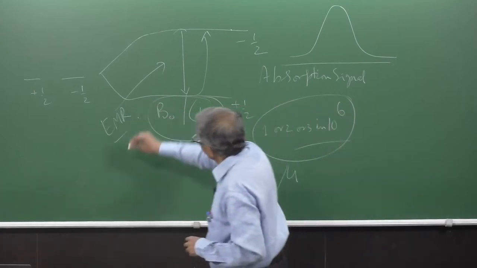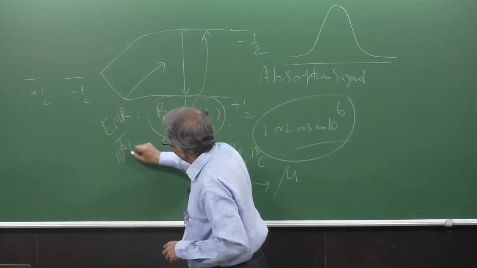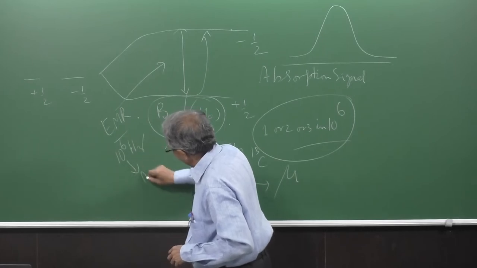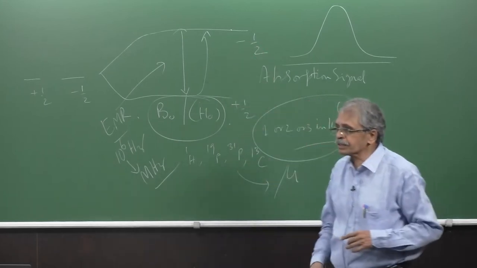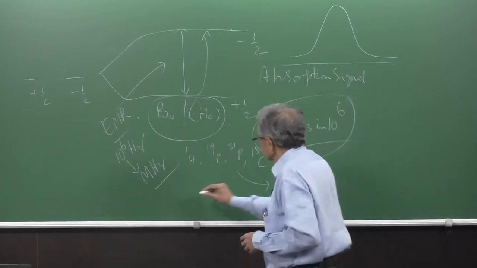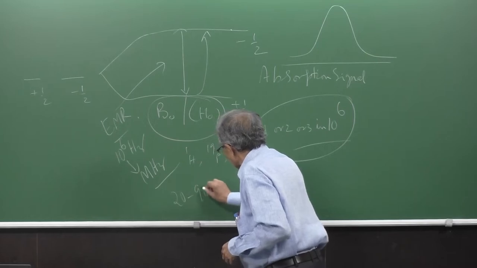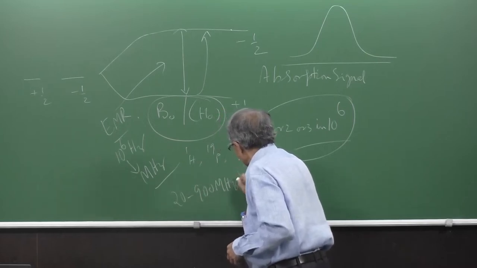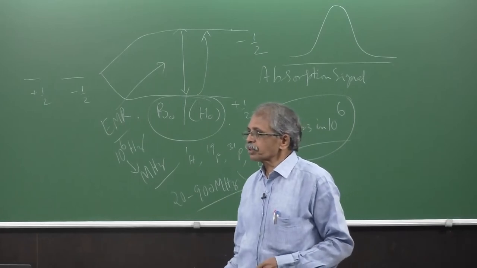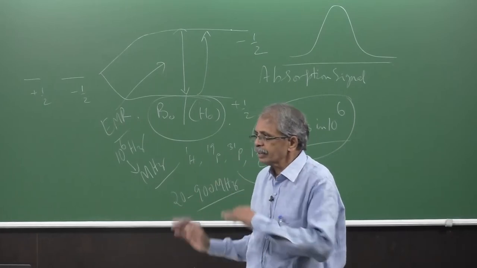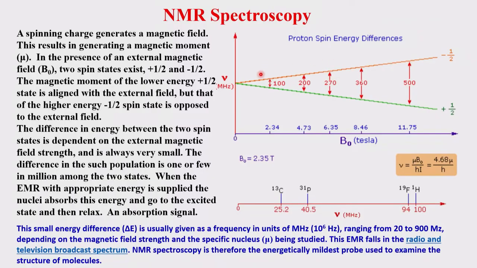And this frequency is in the range of megahertz, somewhere between 20 to 900 or 1000 megahertz. That is how it is. Now I draw your attention to this particular slide. I have already explained this, but I will show you through this figure, which explains the same. You have the frequency axis, and you have a field axis here.